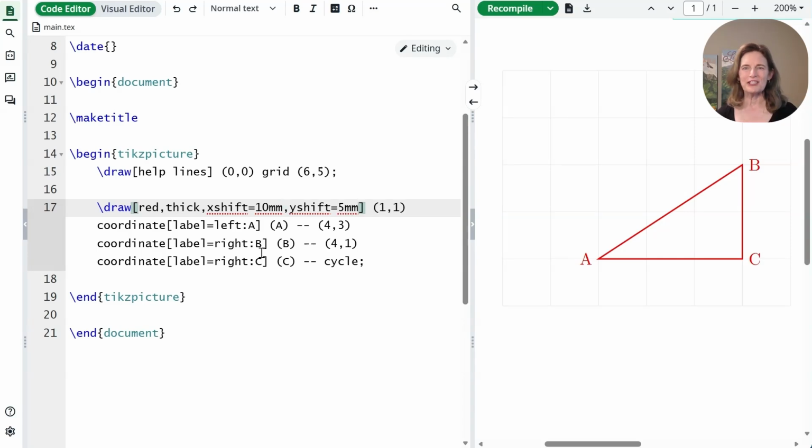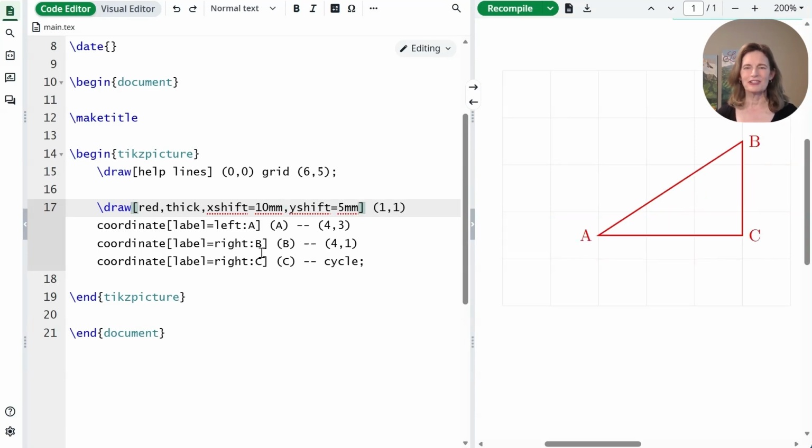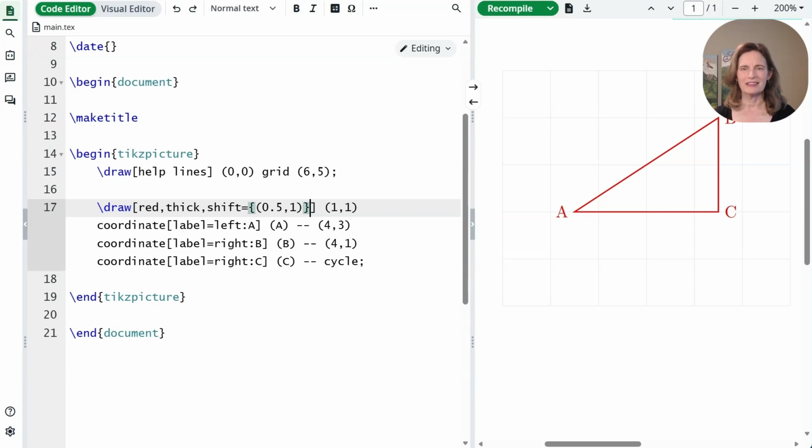If I add yshift equals 5 millimeters, the triangle shifts up by 5 millimeters. Alternatively, I can use the shift key with a coordinate pair. So let me get rid of these and instead type shift equals 0.5 comma 1 and compile that. I didn't have to put units here. Since the default TikZ unit is 1 centimeter, the triangle shifted up by 10 millimeters and right by 5 millimeters.